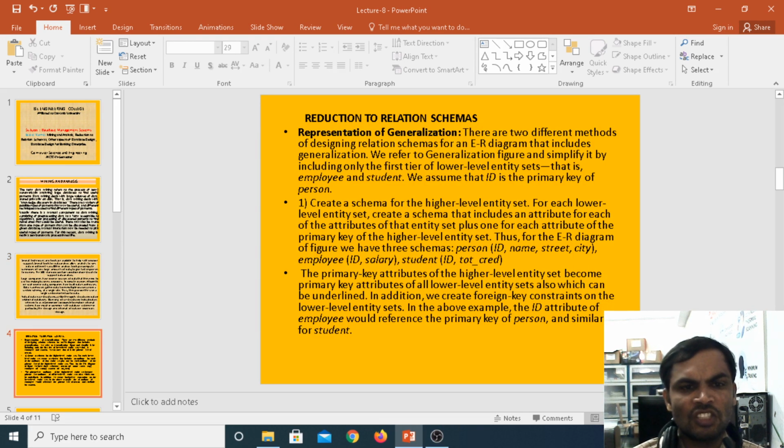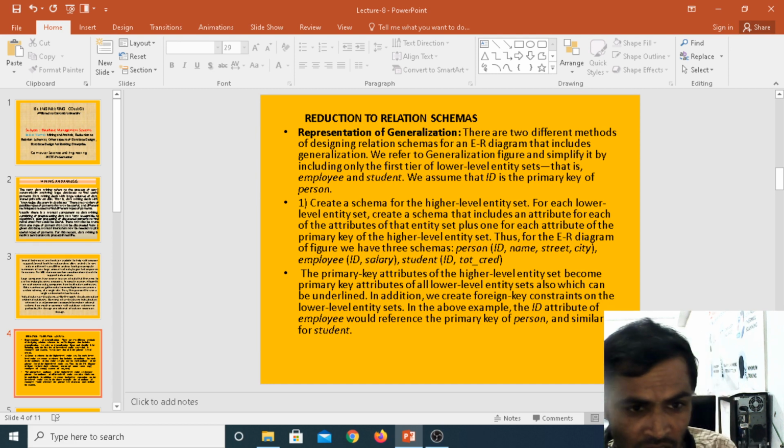Next, we are going for the reduction of the ER design to the relational schema. How do you want to reduce to a relational schema? We learned this under the extended features. With the help of the entity relational extended features, we can reduce to a relational schema, and we can represent it with the help of generalization. Under generalization, there are two methods for designing the relational schema from the ER diagram that includes generalization.